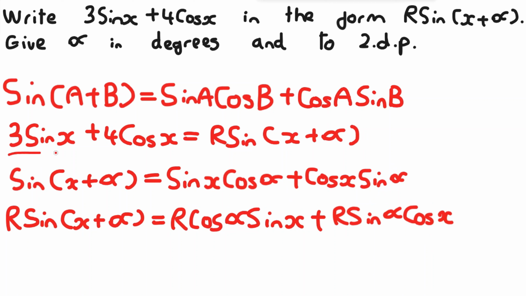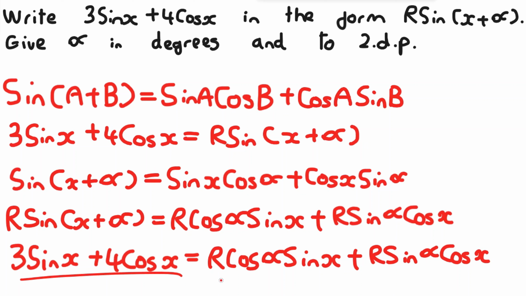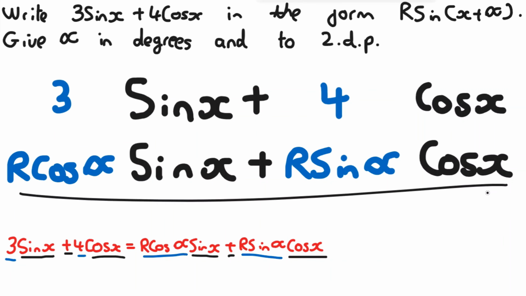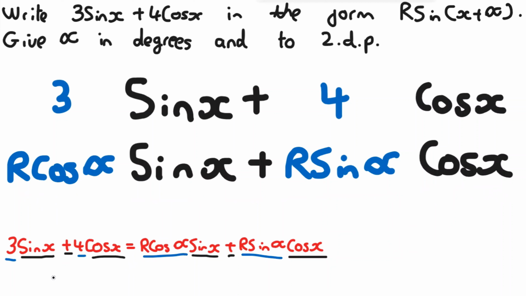So therefore, as 3 sin of x plus 4 cos of x is equal to r sin of (x plus alpha), and r sin of (x plus alpha) is equal to this, we can say that 3 sin of x plus 4 cos of x is equal to r cos alpha sin x plus r sin alpha cos x. I've just expanded this equation up here, and hopefully you can see the similarities between the two sides of the equation.